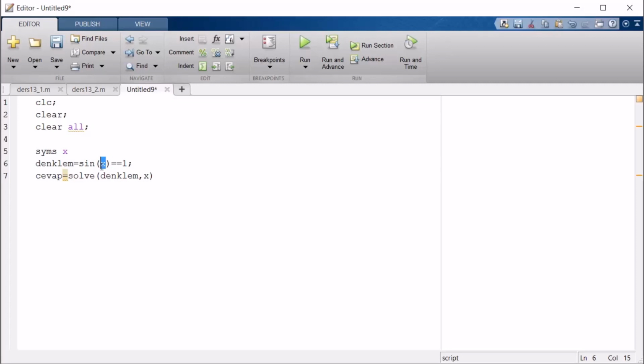Now here is the question. What if I write sin x equal to 1 instead of x? The sine returns 1 at pi/2, which is 90 degrees. So I'm writing pi/2 for x as the result. So this is the logic of the event.